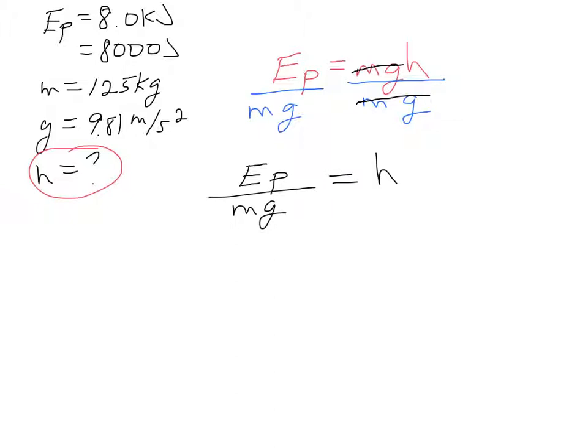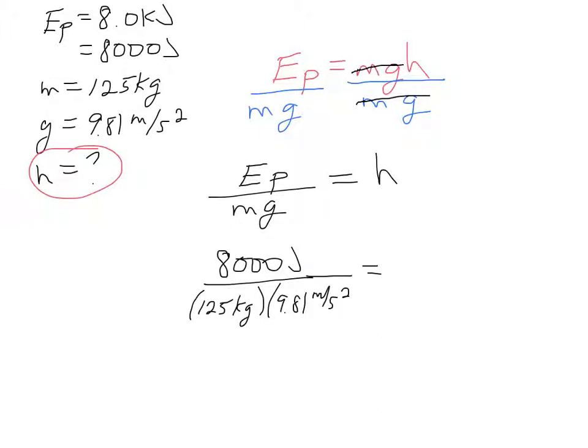Now that I have an h on one side all by itself, I can put in my numbers. So I have 8,000 joules. I had to convert it into joules because that's the units I need. And I'm dividing that by 125, and I'm also dividing it by 9.81, and that will equal my height. And that equals 6.523 meters. But again, significant digits, the question gave me 2 and 3, so I'm going to use 2 because that was the lowest. So I'm going to say 6.5 meters.